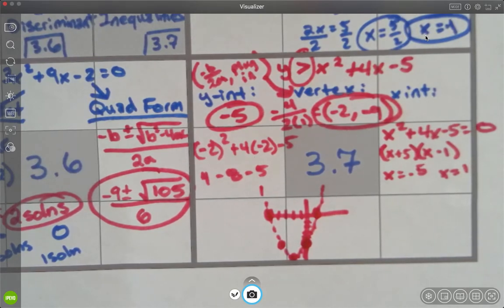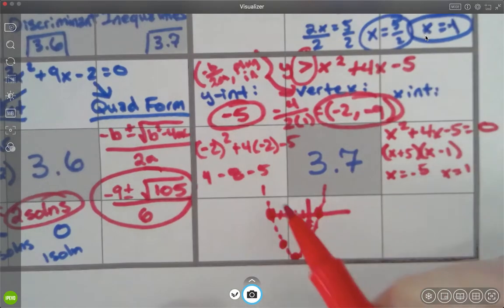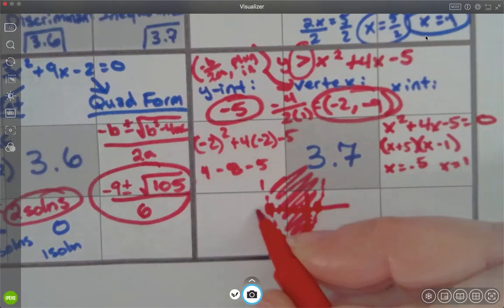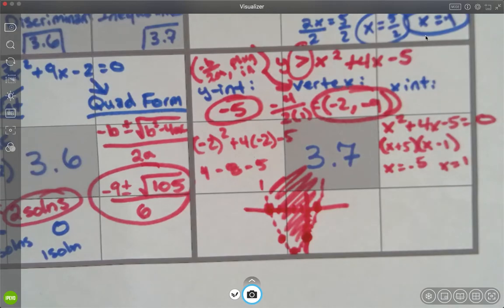Y is greater than that. So y is shade in between. Y is greater than. So, we're going to shade in between. We shade right there. Abigail, write this on your notes. If it's a smiley face, it's shaded inside if it's greater than. Or if you just stretch them out, all where it's right, greater.